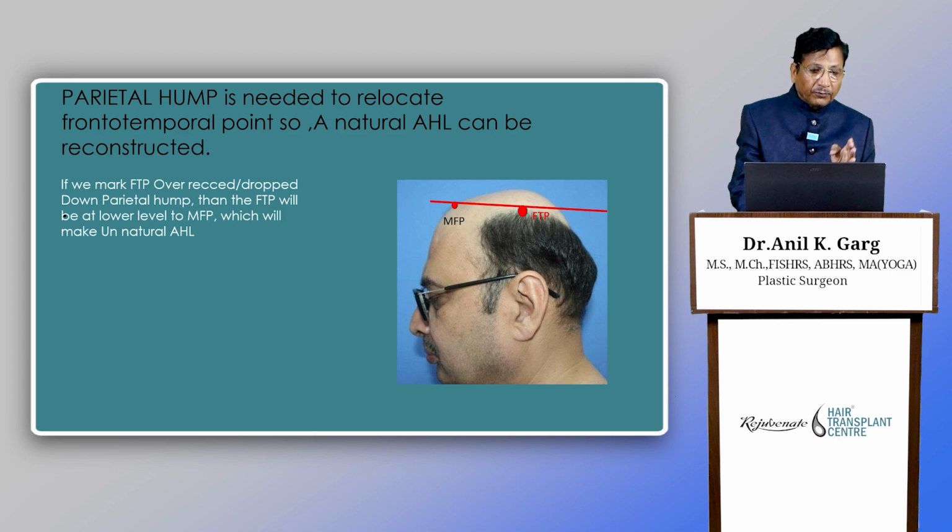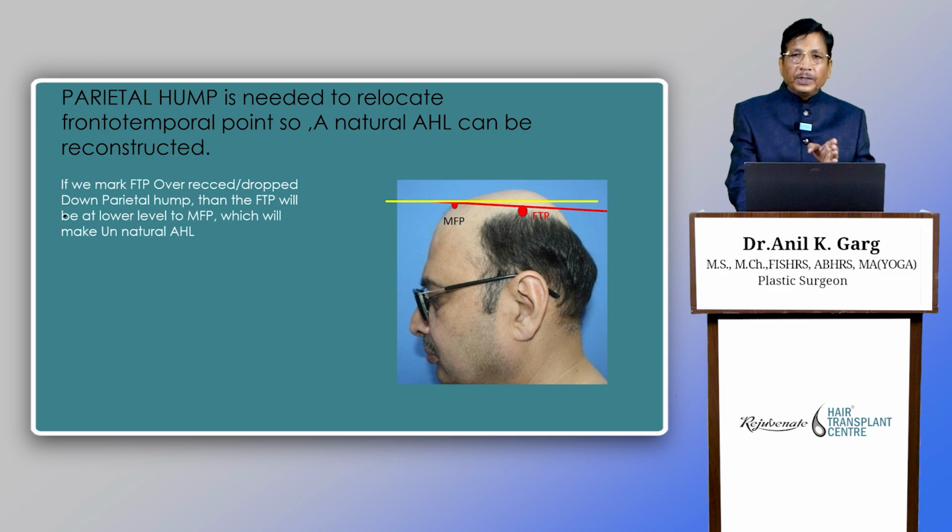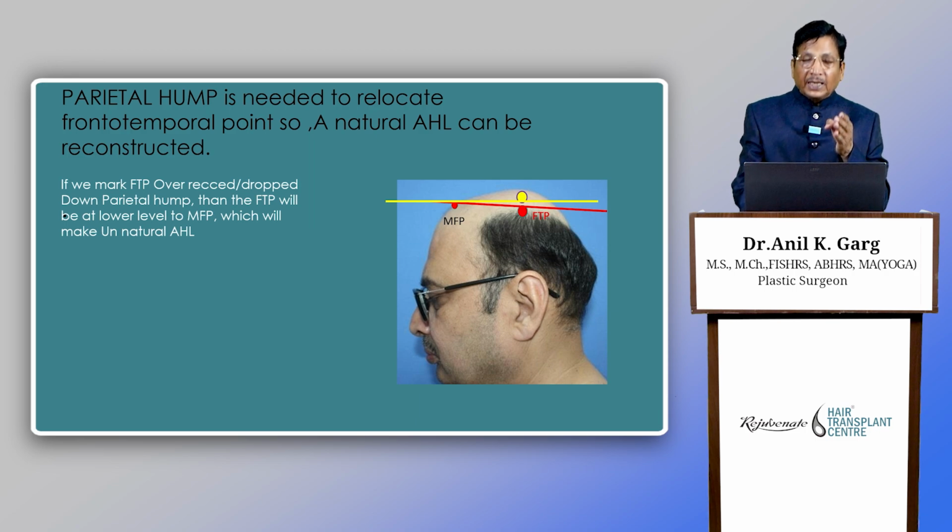As I said before, if we mark the frontotemporal point over the receded or dropped parietal hump, as shown here, then the FTP will be at a lower level than the MTP, which will make an unnatural look. Here is the midfrontal point. We have marked the frontotemporal point over the receded parietal hump. So here the FTP will be lower than the midfrontal point and the anterior line will have the frontotemporal angle obtuse or round, which will look unnatural in a male. So the FTP should be placed over a reconstructed parietal hump.